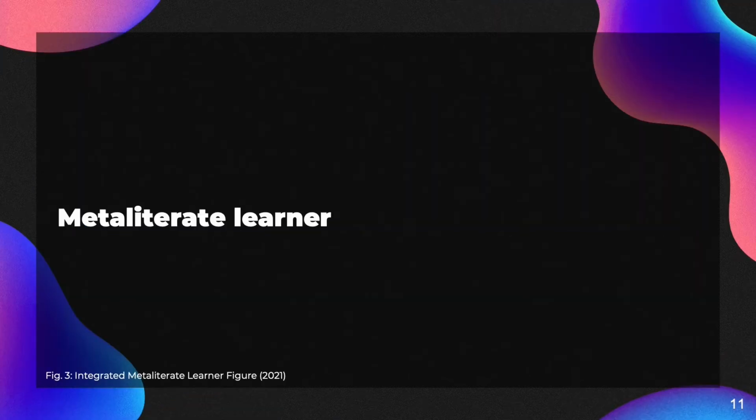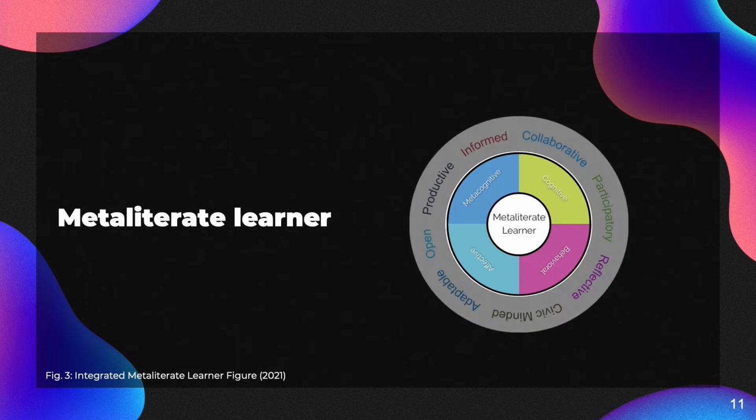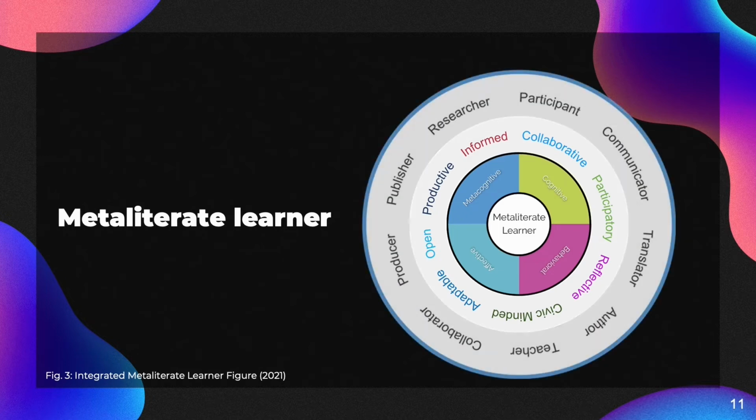In the next slide, we talk about a metaliterate learner. There are 4 major domains of a metaliterate learner, them being metacognitive, cognitive, behavioral, and affective. There are several different characteristics of a metaliterate learner, such as being informed, collaborative, participatory, reflective, civic-minded, adaptable, open, and productive. There are 7 different roles that a metaliterate learner can take on, such as a researcher, participant, communicator, translator, author, teacher, collaborator, producer, and a publisher.